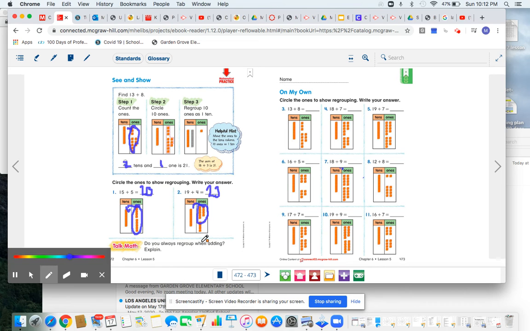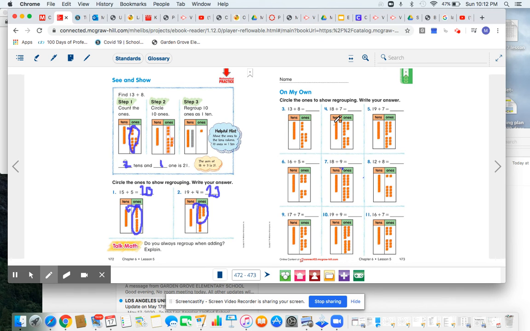Do you always regroup when adding? And you explain. So I'm going to explain. You don't always regroup when adding, but if you have more than 10 in the ones place, you will have to regroup in the tens place. So you only regroup when adding if you have more than 10 in the ones place. So keep that in mind. Let's go ahead and do 3 more.